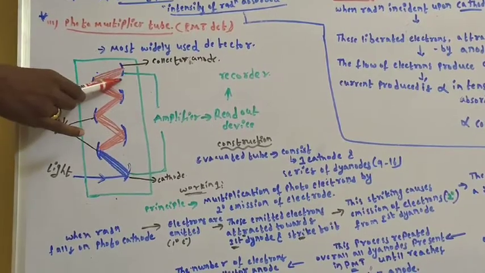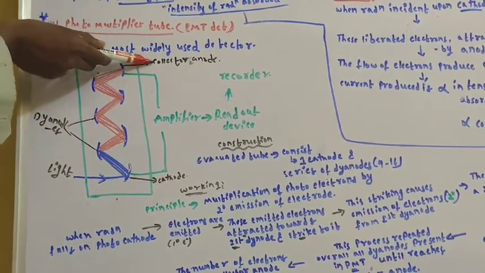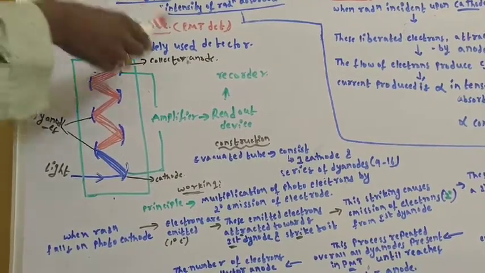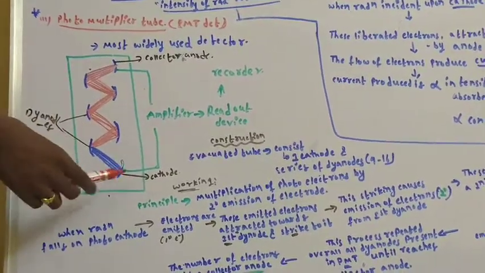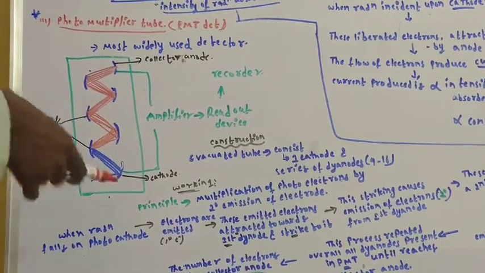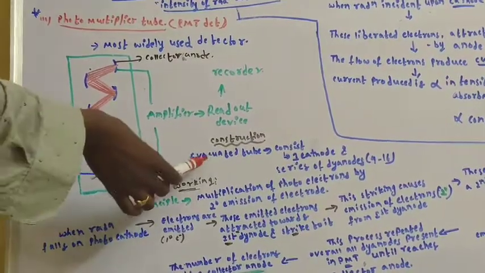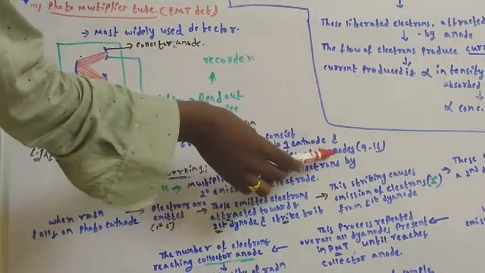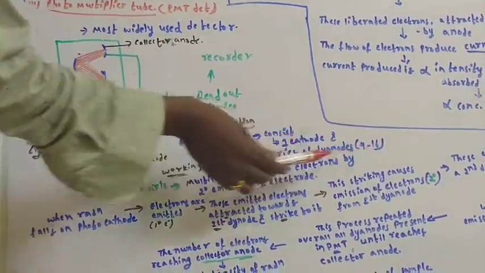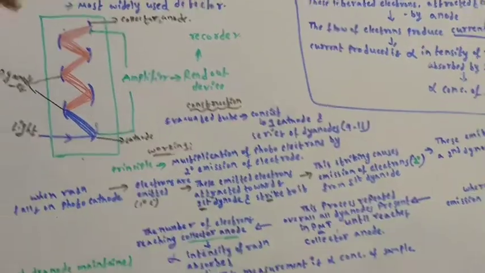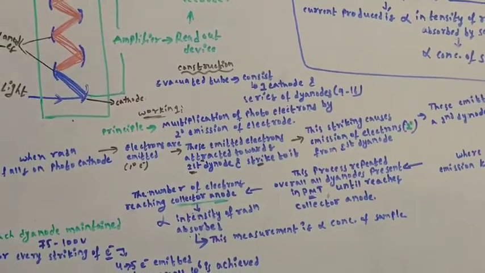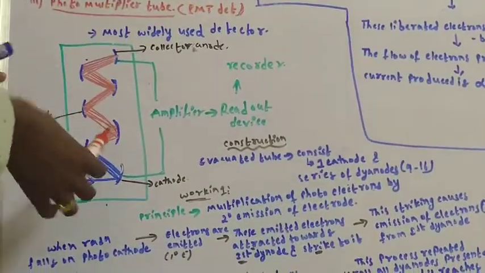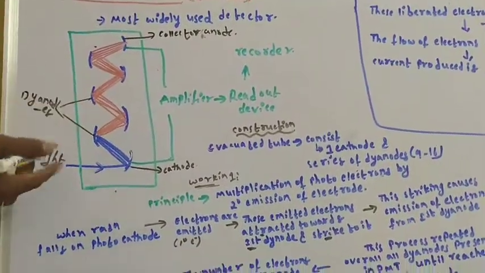The last dynode is known as the collector anode because it will collect all the electrons. Here you can see it consists of a tube with one cathode and a series of dynodes. How many? Mostly 9 to 16 dynodes are present in a photomultiplier tube. In some books you can see 10 to 20 dynodes.